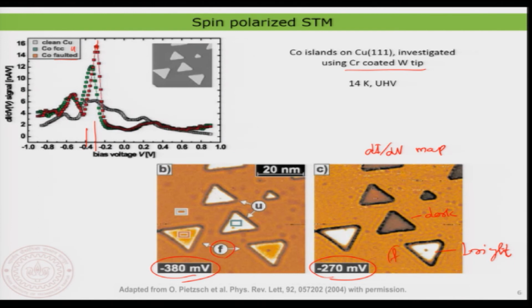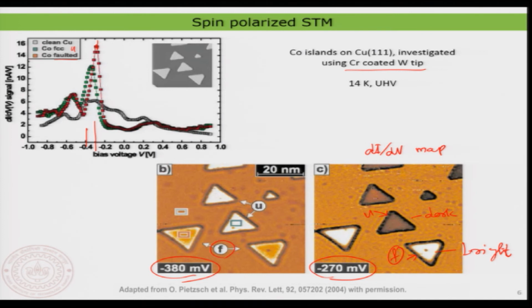So, this is actually the faulted island and this is the unfaulted island, and you can see now clearly that the spin density of this faulted island is higher at 270, and at 380 you clearly see that it is the reverse, that the spin density of the faulted island is lower and that of the unfaulted island is basically higher. So, this is quite interesting.